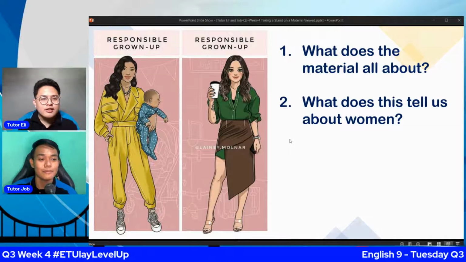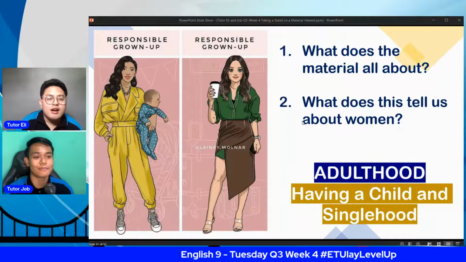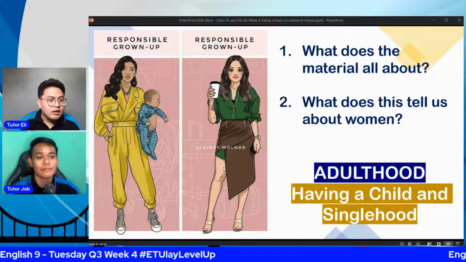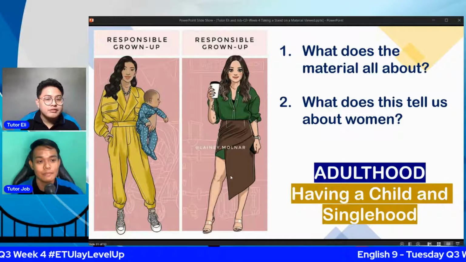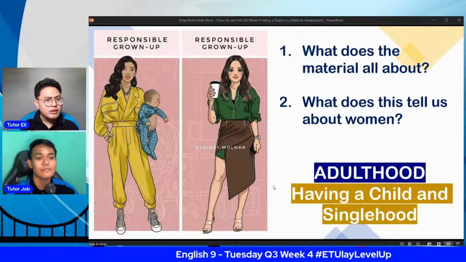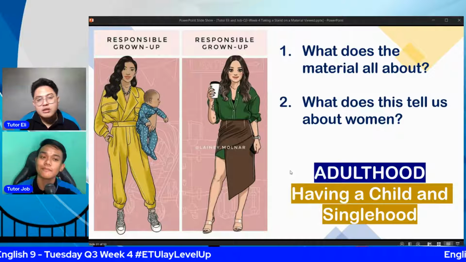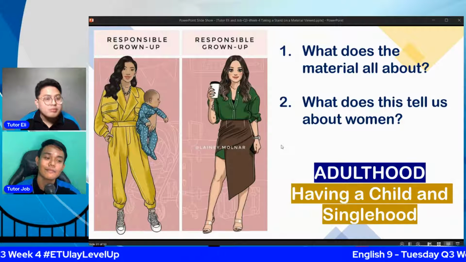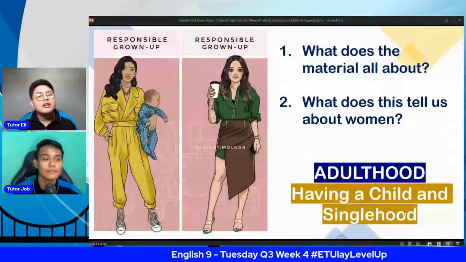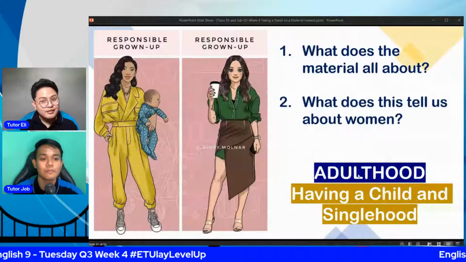So yun, dito na tayo, Tutor Giovanno. This is about adulthood. Nakikita dito sa ating materials na both the images are different from others. One is carrying a baby, and one is very independent, holding a cup of coffee. These images portray both responsible grown-ups. It talks about adulthood. And it's okay for women to have a child and to be single. It's their choice. So, that's it.